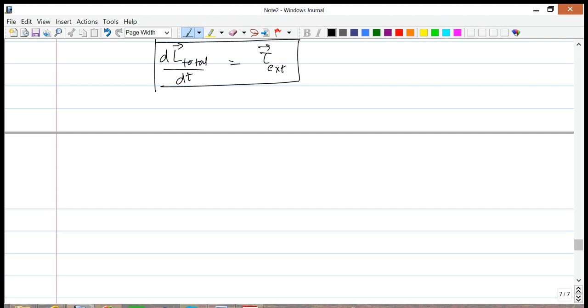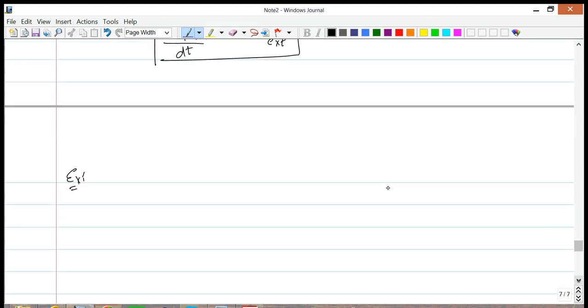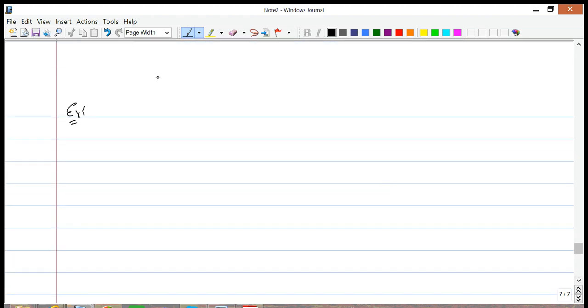Okay, so now that we have this expression dL total by dt equals tau external, let us apply this to a problem. This is one of the examples in the textbook. It's a useful example. Let us apply this and figure out how to find the net angular momentum for a system of particles.